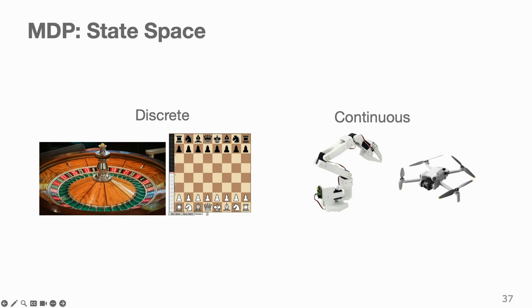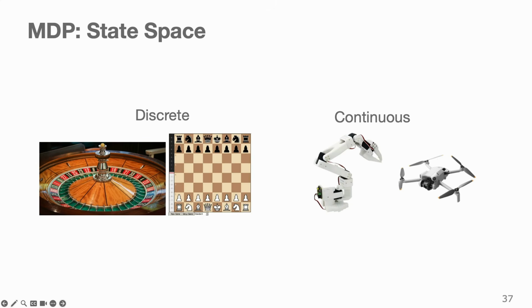Okay, so for the state spaces, there are two different categories. This can be discrete or continuous. For the discrete ones, for example in a game of chess, there is no halfway between squares, right? So you can kind of see everything.